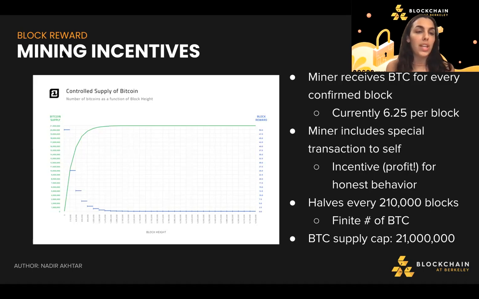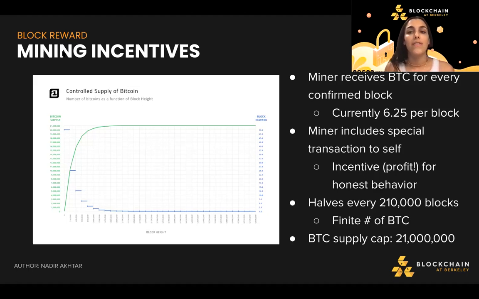Because if you don't, then you're losing out on your 6.25 Bitcoin, which is a crazy amount right now, like $300,000. So if you want to ensure that you're going to make out with $300,000 at the end of creating this block, then you want to make sure it's honest so that other people will accept it as well. And so that's another way that the network incentives align with the individual incentives.